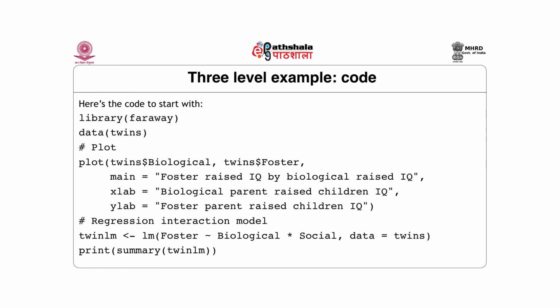Here is a code to start with. There's a library again. It comes from the faraway library. The data is called twins. As usual, the first thing that we do is we plot the biological and the foster parents, and we'll see how they look, and then we'll use the twin LM, which is the linear model, and we see that we are using an interaction term here. So the IQ of children raised by foster parents as a function of the biological times their social status. The data are twins data, and we print the summary.